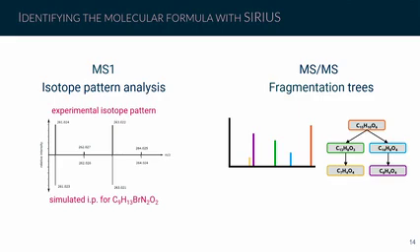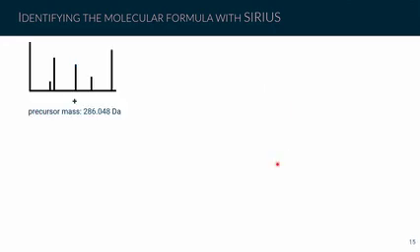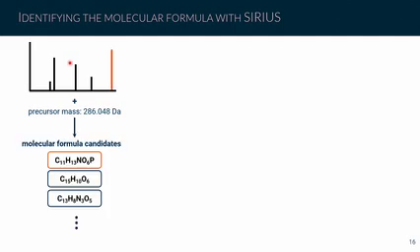And the second, usually more important part is that we use the fragmentation spectrum to compute fragmentation trees. And these also allow us to get a score about how well such a tree explains the fragmentation spectrum. How does that work? So the basic idea is that we know the precursor mass and we have our fragment spectrum here, and we have a list of molecular formula candidates. Where this candidate list comes from, I will explain later, but for now just assume there are candidates.